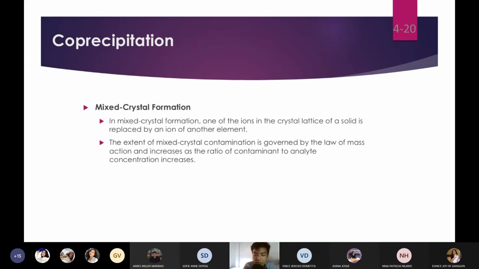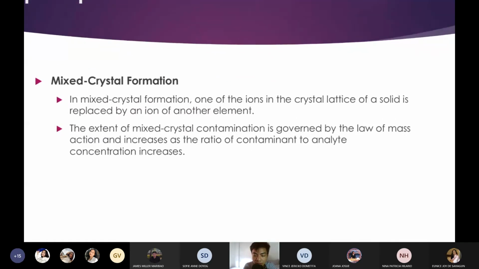Okay? So ito naman, mixed crystal formation. What happens here naman is that, for example, may crystal ka. Ang pwede mangyari dun sa crystal is pwede humalo yung ibang ion sa loob ng crystal, no? So ano ba itsura ng crystal? Ano yan? Para yung square. Nakalatis yan eh. So nakapaganito yung mga crystals natin.